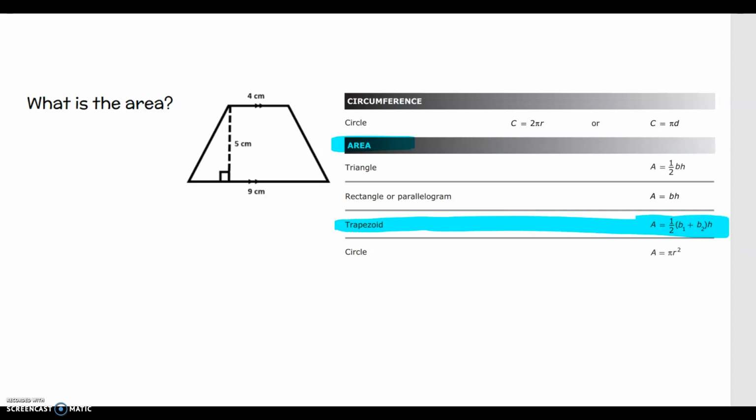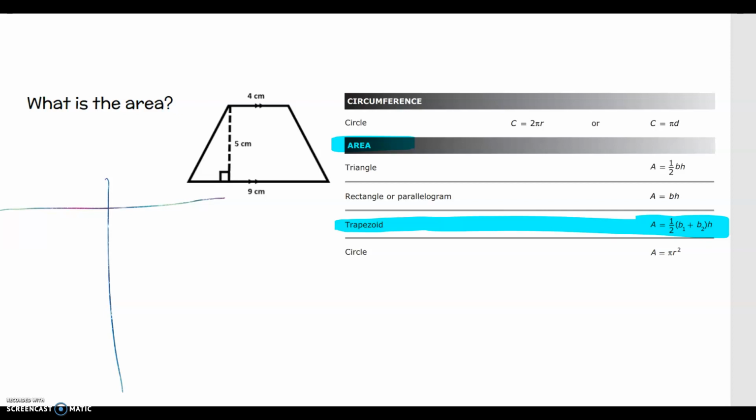So now that we have our formula, we're going to go ahead and do our t-chart, bring over our formula, break it down, plug it in, and solve it. All right, so go ahead and draw your t-chart and write your formula on the left. The formula for trapezoid is either 1/2 (b1 plus b2) times h, or you can write it as a divided by 2 also.